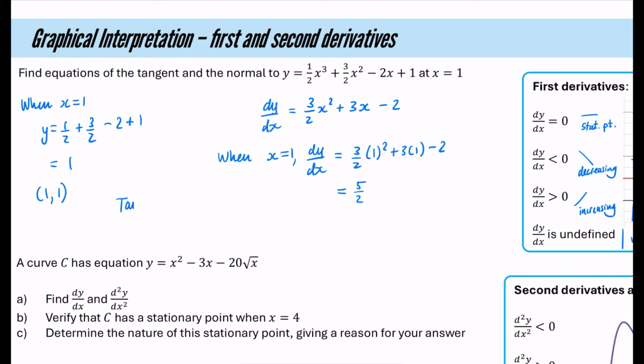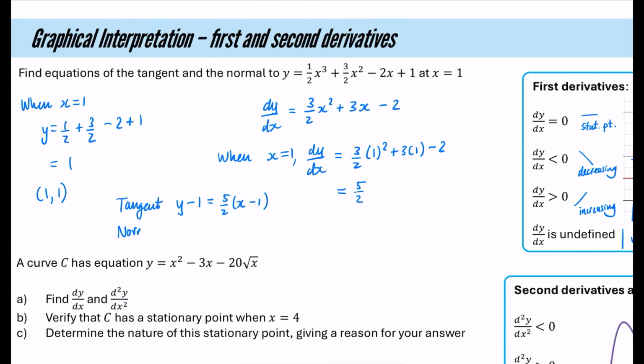So we can go straight in and find the equation of the tangent using y minus y1 equals m brackets x minus x1. So it would be y minus 1, where this is x1, y1, is equal to the gradient, which is 5 over 2, times x minus x1.